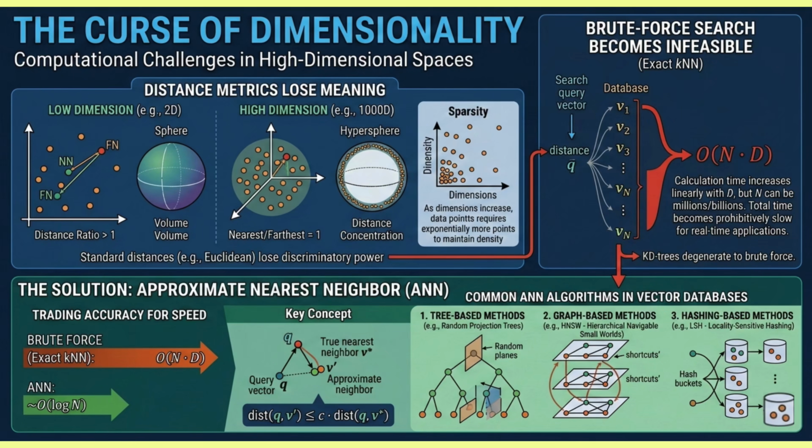As you can see in the formula, Q is the query vector. For easier understanding, we can say V star is the true exact nearest neighbor. Let's call the other V as V complement. V complement is the approximate nearest neighbor found by the ANN algorithm, and C is the approximation factor, usually slightly greater than 1.